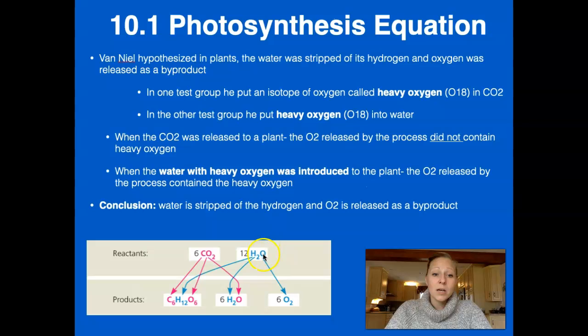And when the carbon dioxide with heavy oxygen was given to a plant, the resulting oxygen did not contain heavy oxygen. And so when the heavy water was introduced, the oxygen released contained the heavy oxygen. And so that was the conclusion, that the water is being stripped of the oxygen, and it is released as a byproduct, which makes photosynthesis even cooler. This is why biologists love photosynthesis. It's just a cool process.